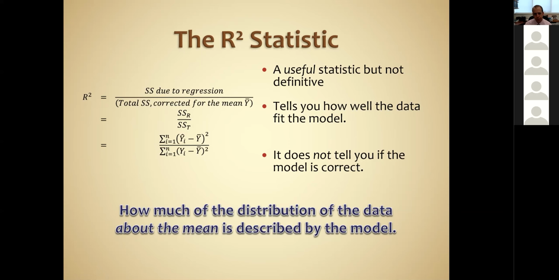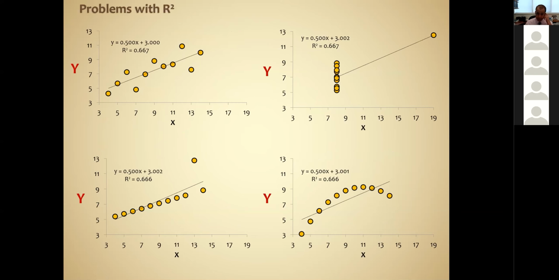Now, why doesn't R-squared tell me everything? Here are 4 different data sets fit to the exact same straight line model. So you can notice I have a slope of 0.5 and intercept of 3. Slope of 0.5, intercept close to 3. All through here, I have the same R-squared values, 0.667, close to 0.667. But I think you can see that R-squared doesn't tell me the whole picture here of how well this model fit the data.